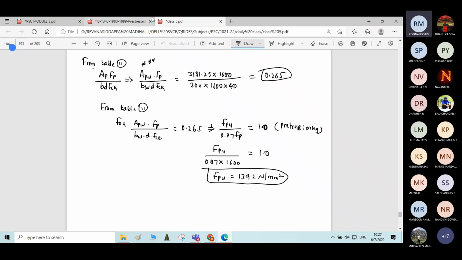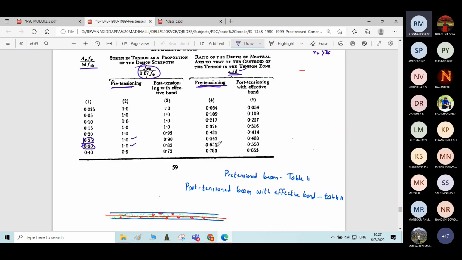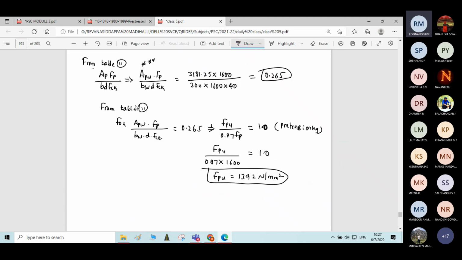Okay, similarly, you find the value of XU by D. XU by D value corresponding to pre-tensioning column: for 0.25, we have the value of 0.542. For 0.3, we have the value as 0.655. By interpolation, you have to get the value for 0.265.